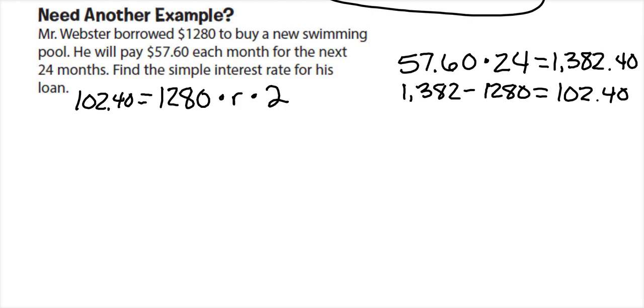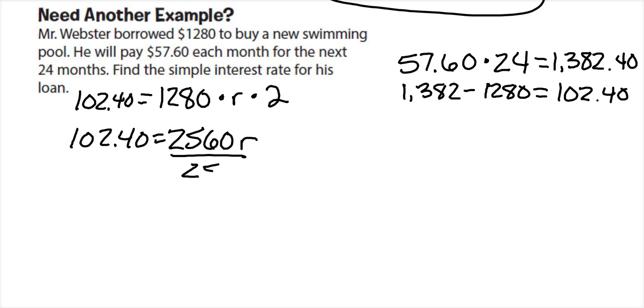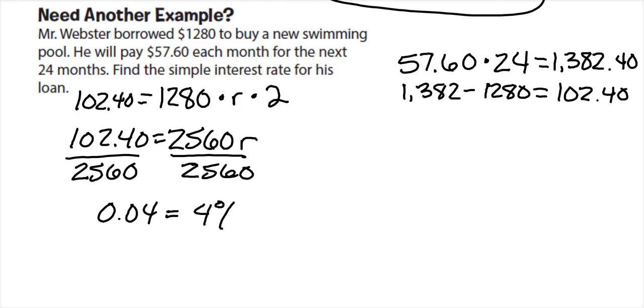Now we're going to multiply. 1280 times 2 is 2560. Then we divide, of course, and that comes out to 0.04, which is 4%. There we go. So about 4% interest is what he ended up paying on that.